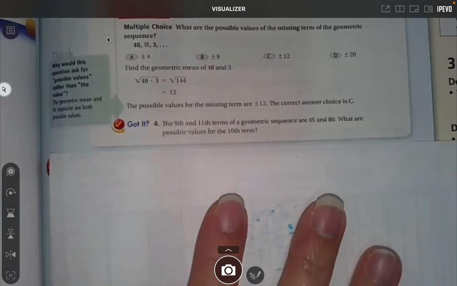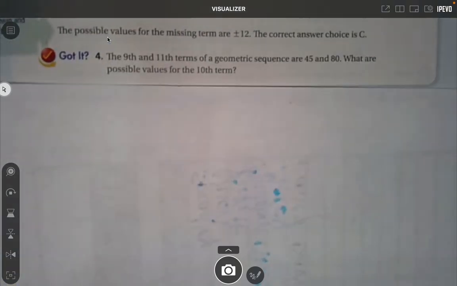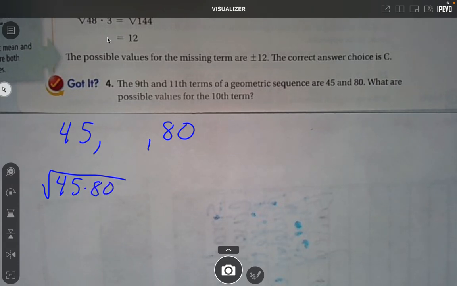Let's see, the 9th and 11th terms are 45 and 80. See, they just kind of word it funny. They don't list them. So it says your 9th and 11th terms, so you should have that. So I have 45, I don't know my 10th term, and then I have 80, and it's a geometric sequence. So you, again, take the square root of 45 times 80, and there's 2 possibilities, okay? I don't know what it is. I'm just going to look. You got plus or minus 60. Yeah, it could be 60 or it could be negative 60.